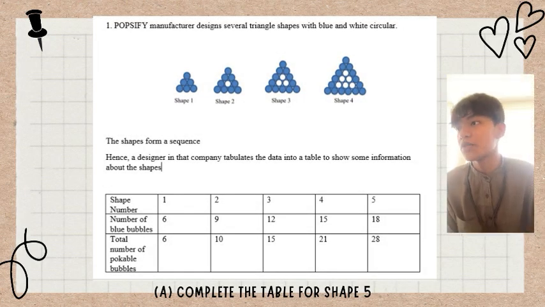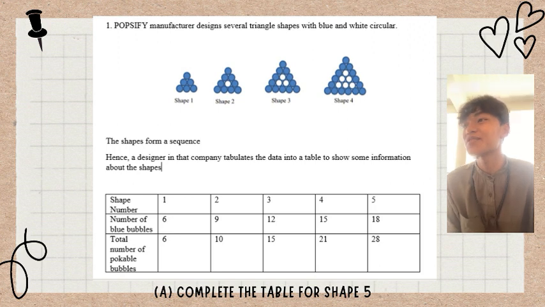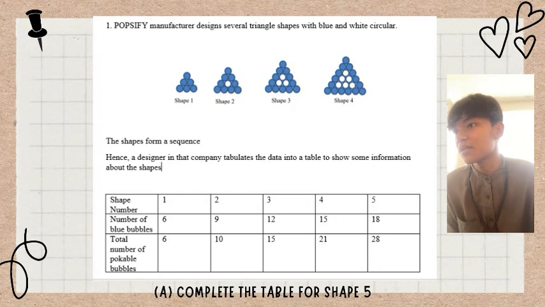So for question 1, Foxify manufacturer designs several triangle shapes with blue and white circular bubbles. The shapes form a sequence, hence a designer in the company tabulates the data in a table to show some information about the shapes. So there are 5 shapes. We just take the numbers literally: shape number 1, 2, 3, 4 and 5.